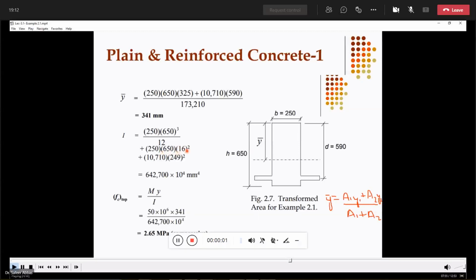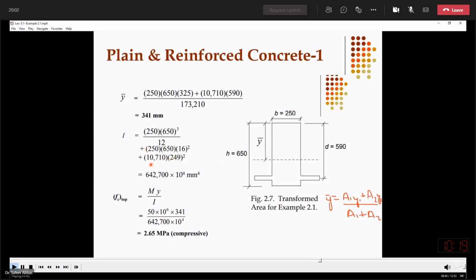Into 650 into r square. R square, as I said, is the distance from the individual centroid to the neutral axis. So it will be actually 341 minus 325, plus bh cube by 12, (n minus 1) into As, and r square is the distance from that centroid to that neutral axis. So it will be 590 minus 341, which equals 249.